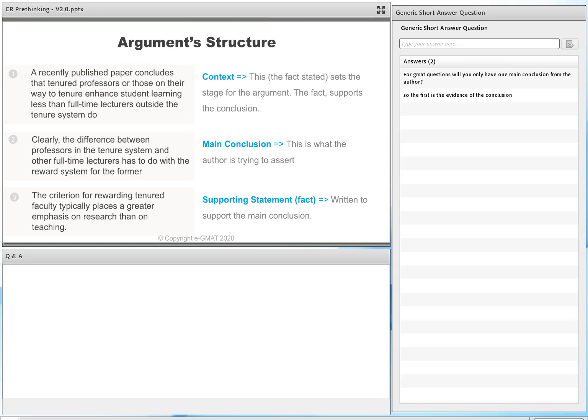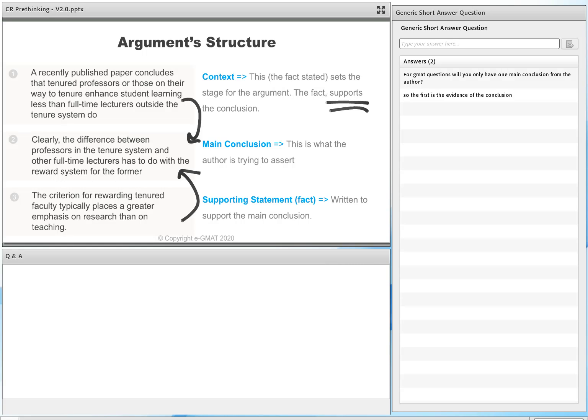The first statement provides a fact. It's something that we are not disputing. It's something that is taken as a fact, or you're not going to question that. It sets the context of the stage for the argument, and it supports the conclusion. How do we know it supports the conclusion? Because the conclusion is built on this fact, right? And then statement number 3 makes this conclusion more believable over here. It's written to support that main conclusion.